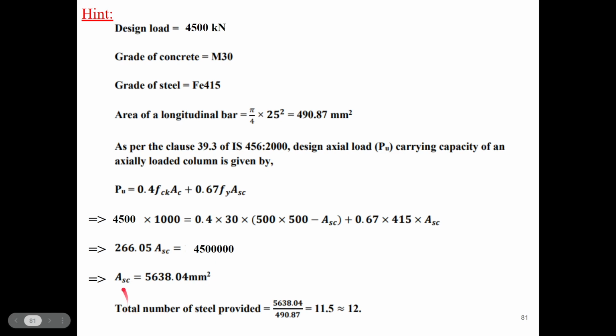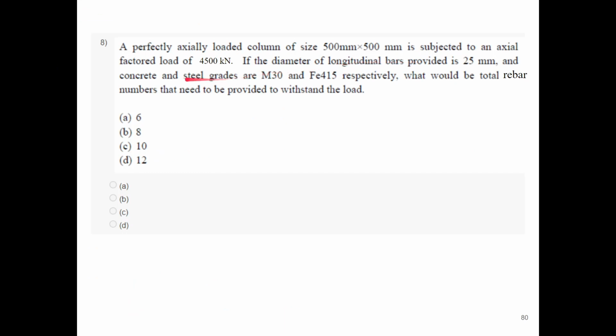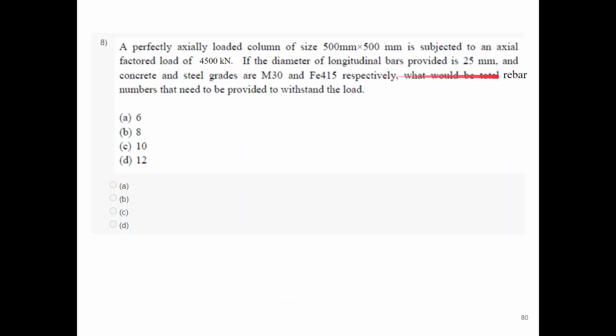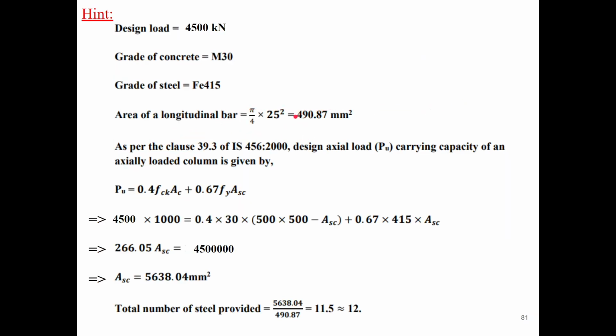For that we'll basically need the area of steel in the column. The design load, or the factored load, is the 4500 kilonewton value. Grade of concrete is M30, and grade of steel is Fe415. Area of longitudinal bar is pi by 4 into 25 square. Area of one 25 mm dia bar is 490.87 mm square, and as per clause 39.3, this is the equation for finding the design axial load carrying capacity of an axially loaded column, without any flexure.